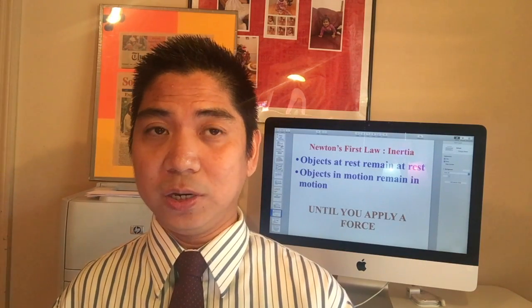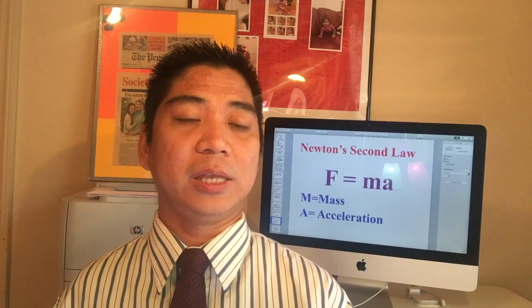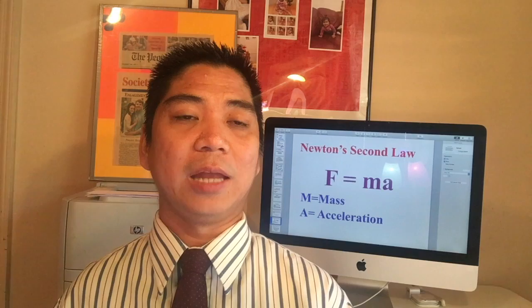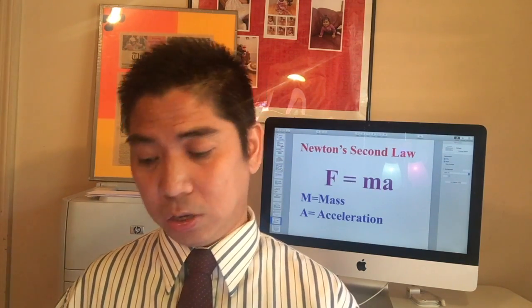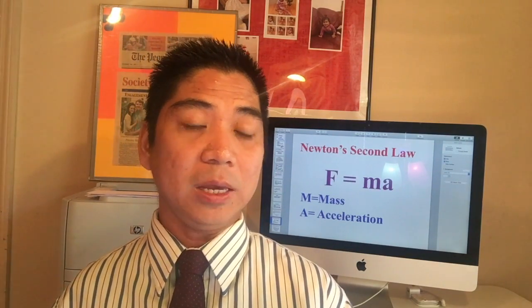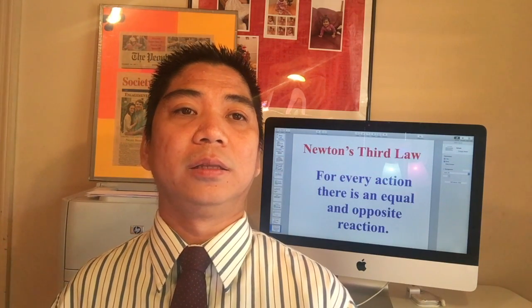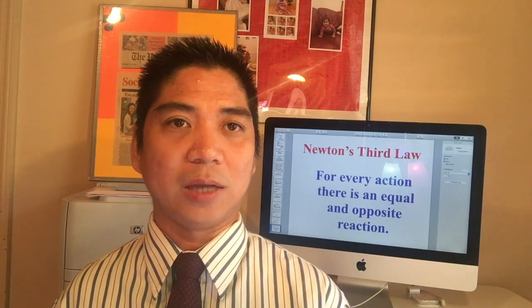Newton's first law of motion is inertia. Anything will remain at rest unless acted upon by a force. The second one is F is equal to m times a, where F is force, m is mass, and a is acceleration. In order for an object to accelerate more, you have to exert more force. And mass, or m, is inversely proportional to a. Now, Newton's third law of motion is stated as: for every action, there is an opposite and equal reaction.